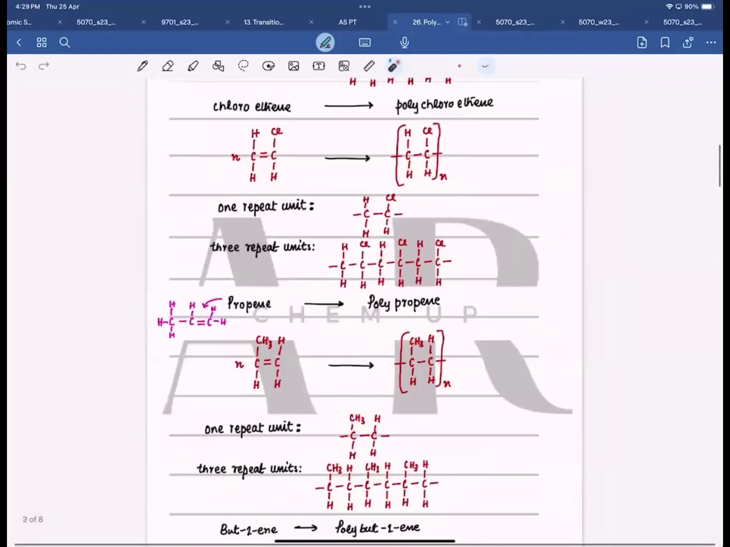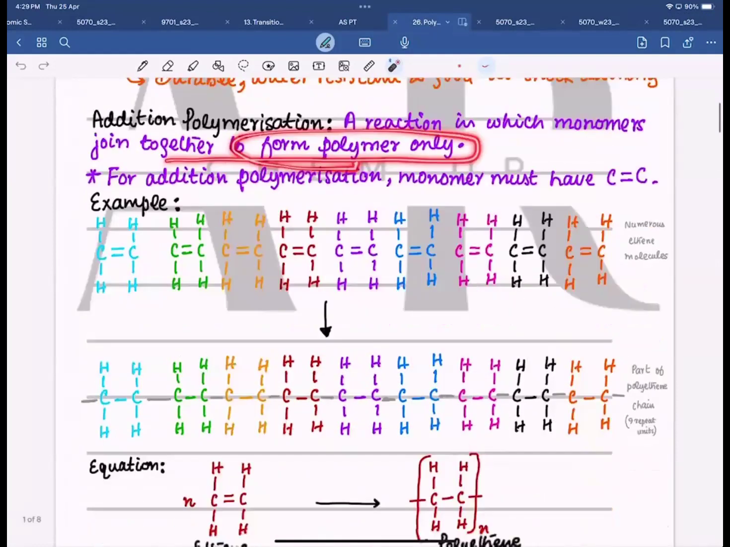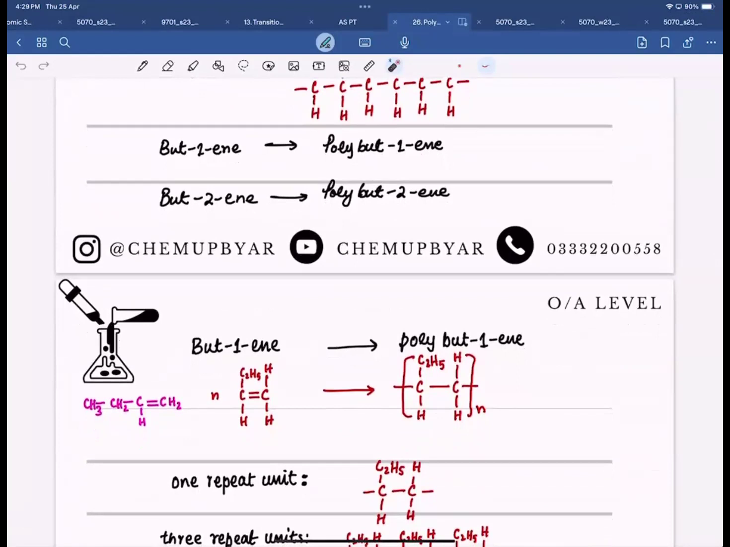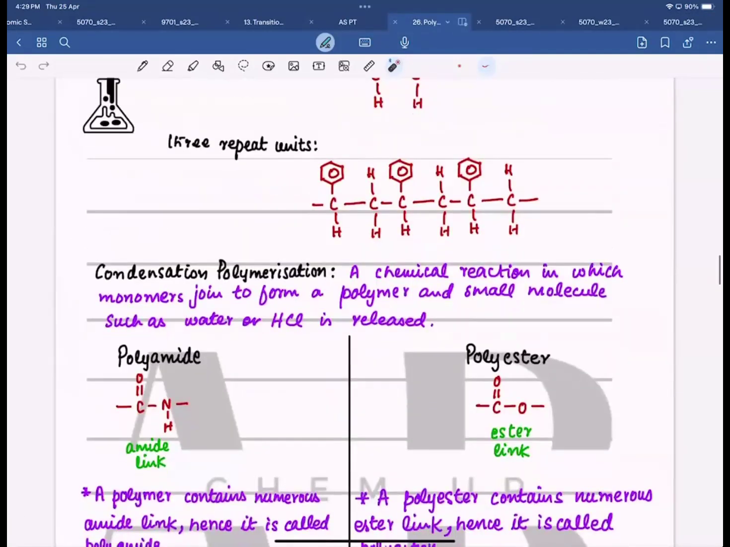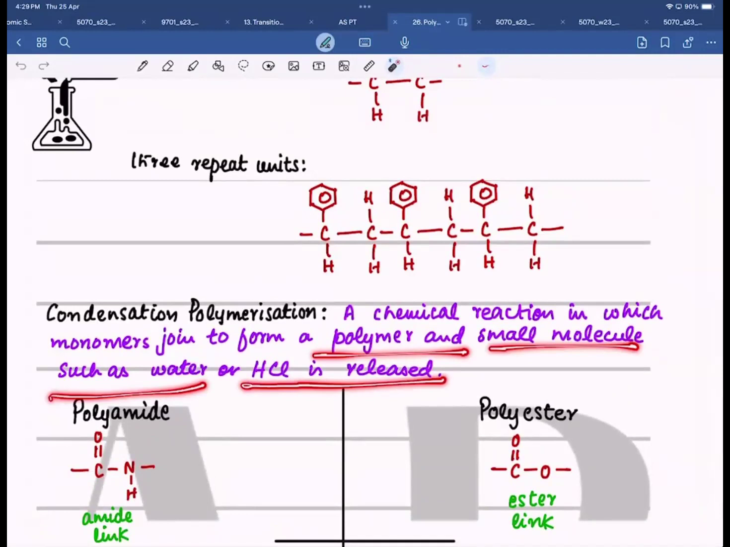If you recall the addition again, when monomers join together, they form only a polymer, nothing else has been made. But in condensation polymer, it's just like the reaction to form an ester, esterification, where carboxylic acid and alcohol join to form an ester as well as water. So that's why we call it condensation. In the same way, condensation polymerization is a reaction in which, along with the polymer, a small molecule such as HCl or water is released. Then that kind of polymerization is called condensation. Is this clear?